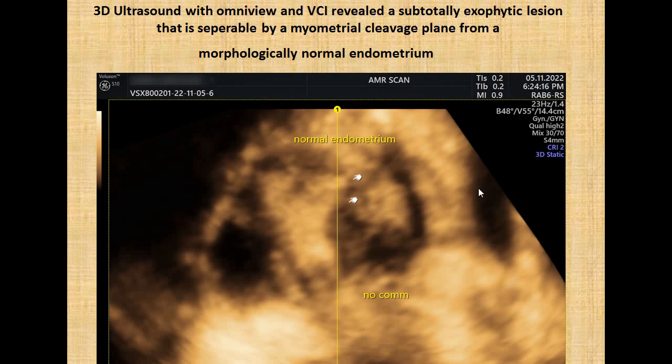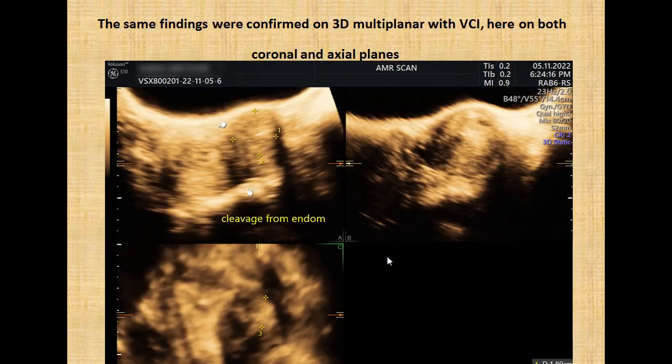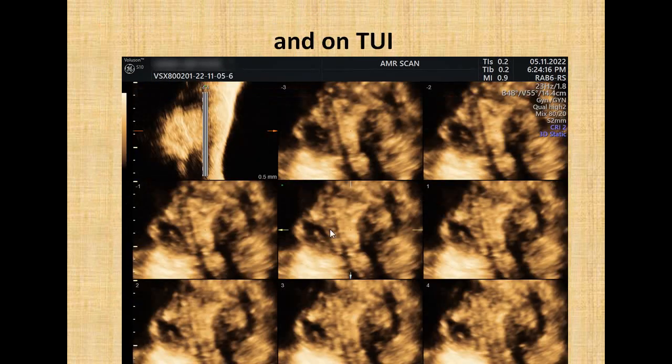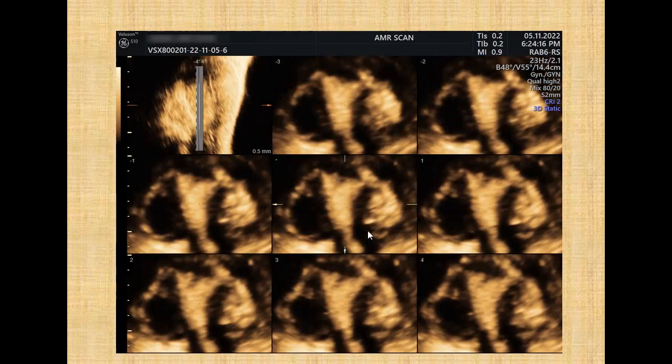On 3D rendering, you will notice that the echogenic core is separated by myometrium from the normal uterine endometrium. And on multiplanar imaging, you will also notice, in both the coronal and axial planes, the separating cleavage myometrial plane between the endometrium and the mass lesion. Also on multiplanar coronal imaging, you will notice the separating cleavage myometrial plane.